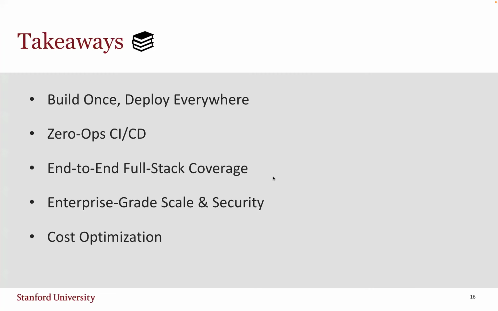So takeaways: with these approaches, you can build once and then deploy everywhere. There's zero ops CI/CD, and we covered an end-to-end full stack application using 2 different AWS services. Both of the services are enterprise grade in scale and security, and it also optimizes the cost because you only pay for what you use. There's no fixed cost at all.